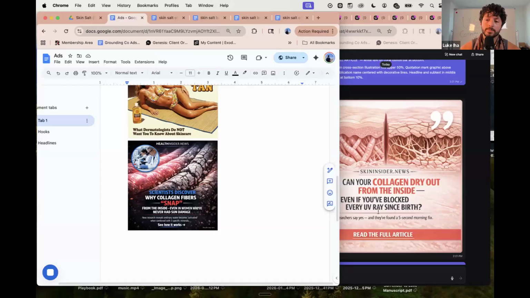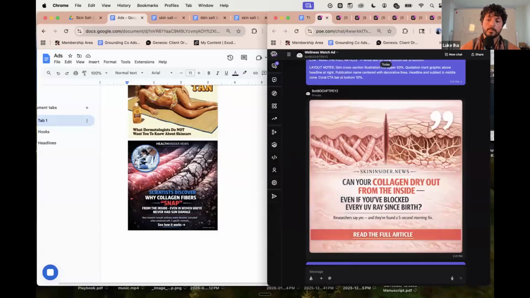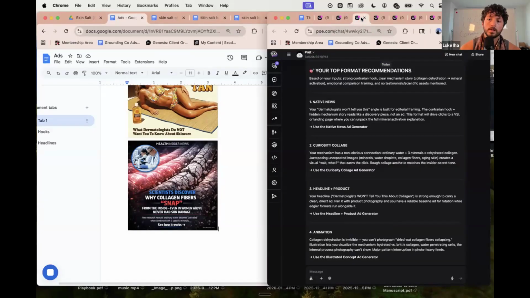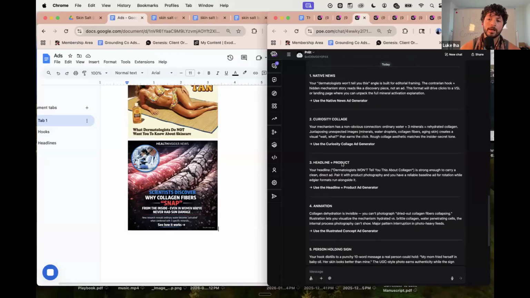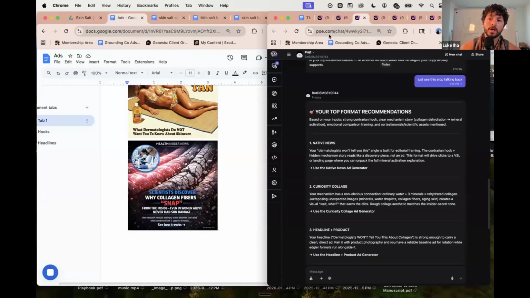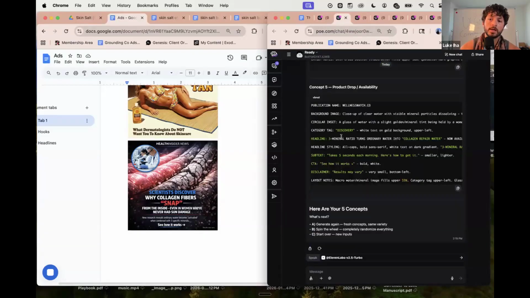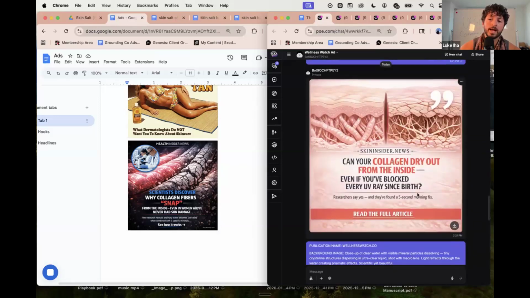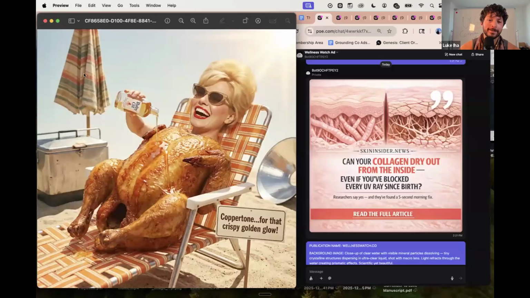A bit confused. Can you please back up? Did the bot create the static images as well as the copy? Which bot are we using? We did this bot here, which will tell you the format it recommends. It recommended the breaking news. We went to the breaking news bot and popped in the ad, and it gave us 5 of those. And then we went into the 1x1 static image generator, and we generated it that way.